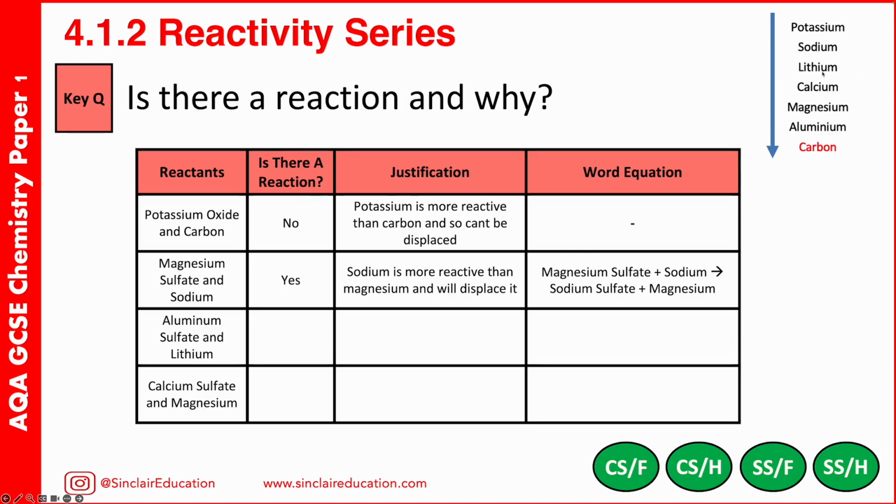Now there will be a reaction here because what we see is that lithium is more reactive than aluminium, and so it can displace it. So here we'll have aluminium sulfate and lithium, and we'll make lithium sulfate and aluminium. In the next one, calcium sulfate, and we add magnesium.